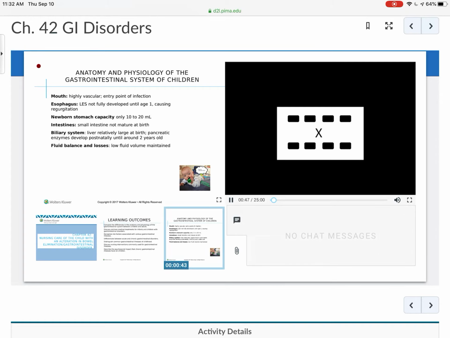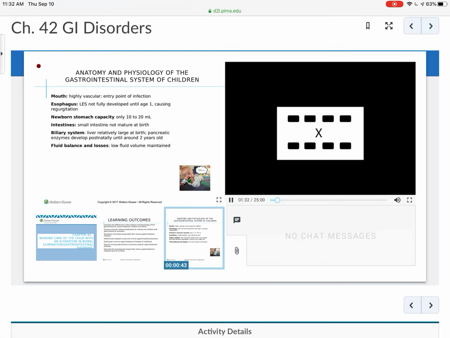So when you start with the GI tract, we're talking about the mouth to the anus. So the mouth is going to be very highly vascular, and then children more at risk for infection because of everything they put in their mouth. Babies are born with immature GI tracts, and so there's some differences related to that. The esophagus, the lower esophageal sphincter, so LES, prevents that regurgitation of stomach contents up into the oral cavity, but it's not fully developed until 1 month. So infants below that often spit up.